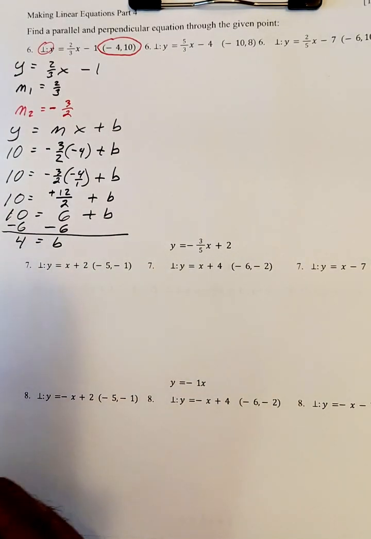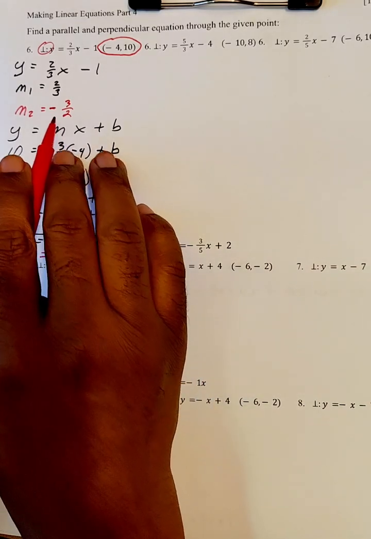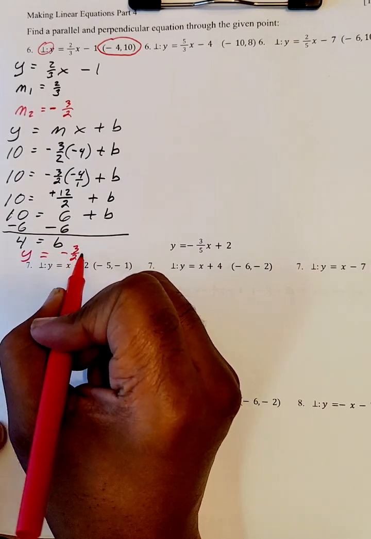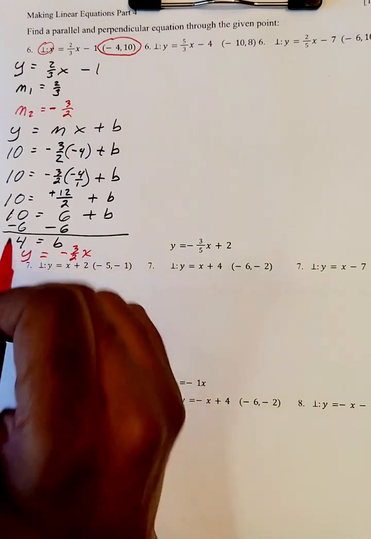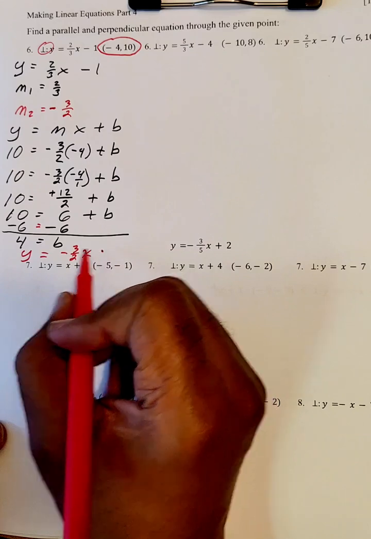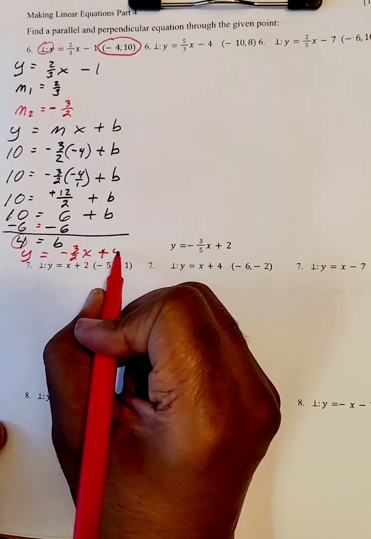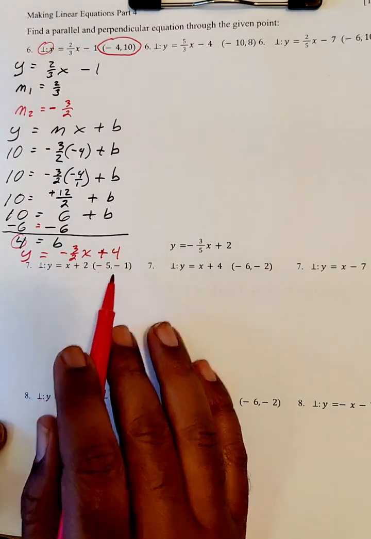So our new equation will be y equals, the slope will be -3/2, and then the x, and then the b term is going to be, sorry, +4, my fault. I looked at the wrong spot. +4. And that's it. y equals -3/2 x plus 4.